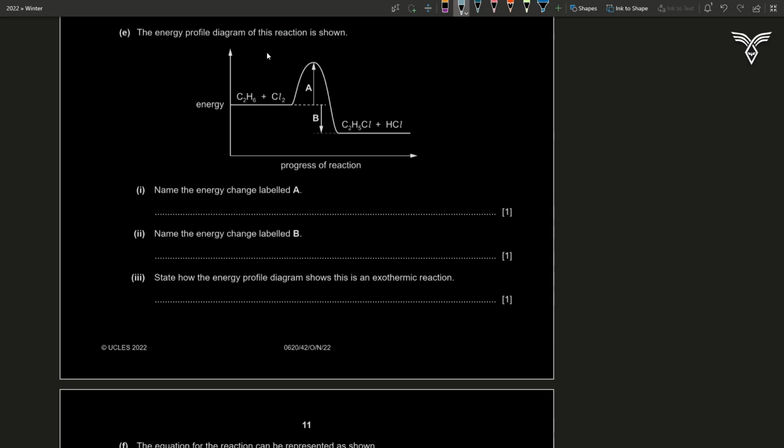Part E. The energy profile diagram of this reaction is shown. Name the energy change labeled A. Let's look at the reaction. The products have less energy than the reactants, so energy is released, so this is an exothermic reaction. Then the change from the reactants to the products directly, which is B, is the change in energy.